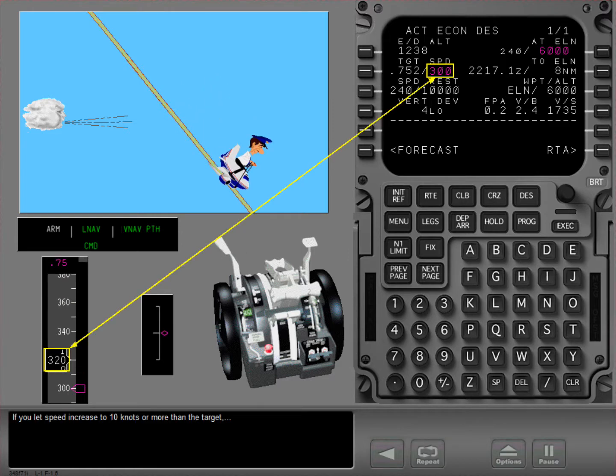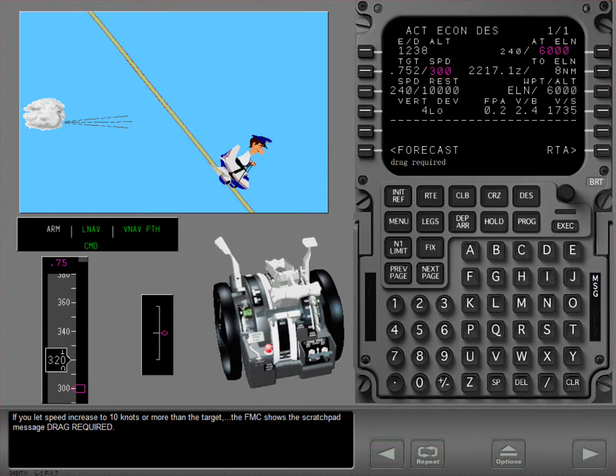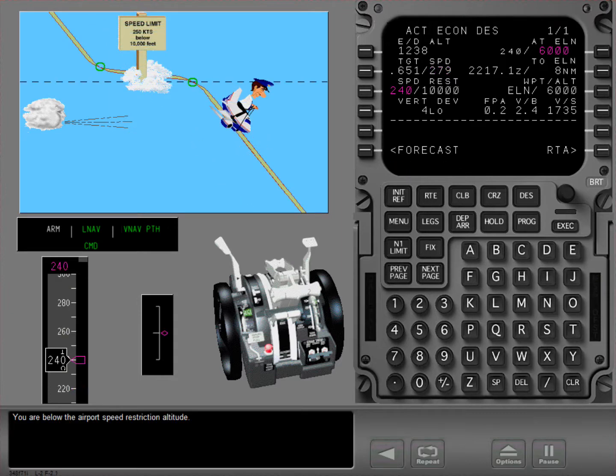If you let speed increase to 10 knots or more than the target, the FMC shows the scratchpad message, drag required. You are below the airport speed restriction altitude.